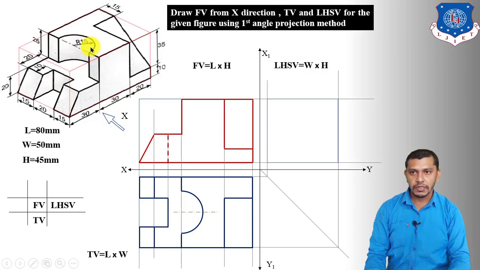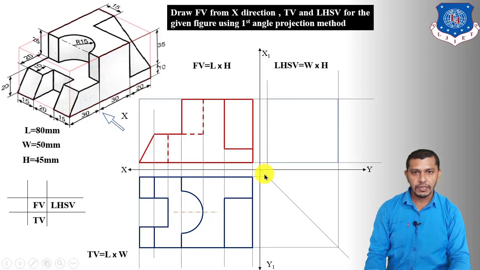Now we have to draw the part of the circle. For that, project this edge like this, and it will give us a rectangle by the hidden outline like this. So this is the hidden outline of this circular slot or circular hole. So this will be our front view and this will be our top view.